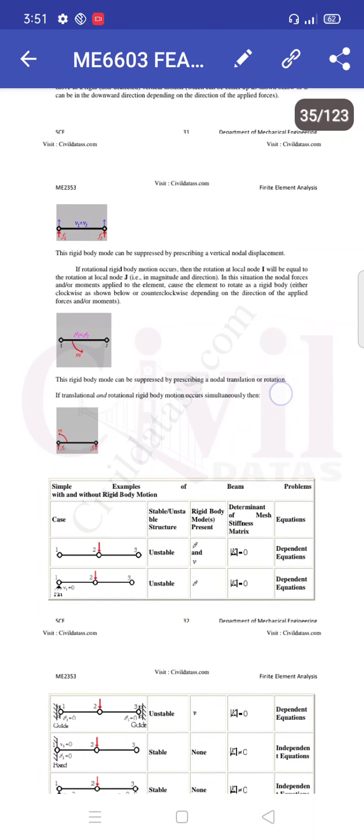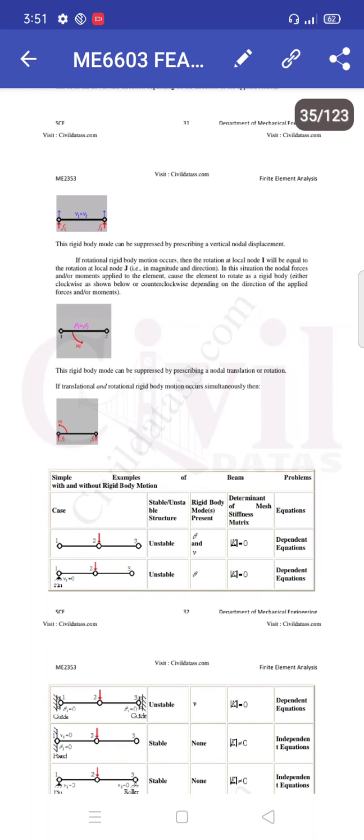a simple example of a beam problem with or without rigid body motions. So diagram 1 specifies an unstable condition, rigid body mode present, and the determinant of the mesh stiffness matrix is equal to 0. Then the equations are dependent equations.